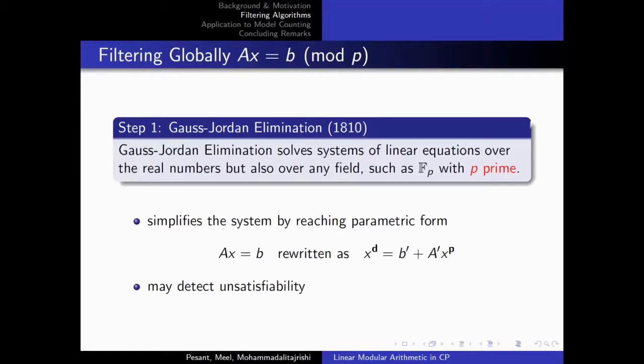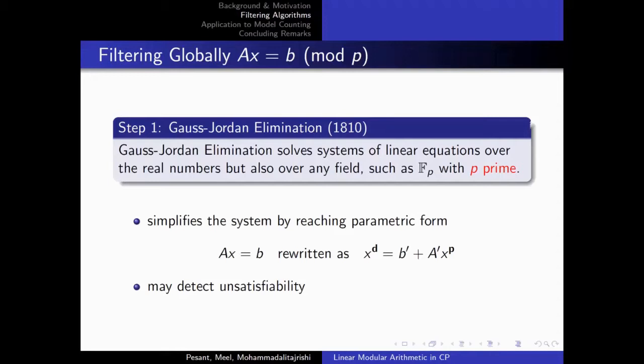So as a first step, we can apply good old Gauss-Jordan elimination to simplify our system of equalities and reach our parametric form, where basically you split the variables into the parametric variables and the non-parametric or dependent variables. So it gives you a more structured representation of the solutions. And as we usually can by that process of Gauss-Jordan elimination, we may detect unsatisfiability of the system. So that's the first step.